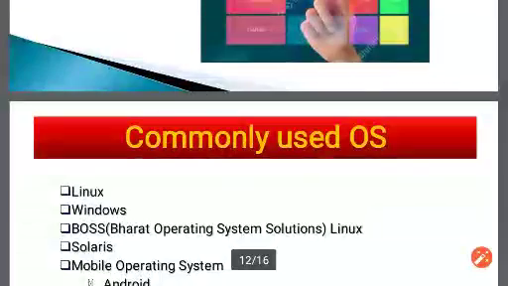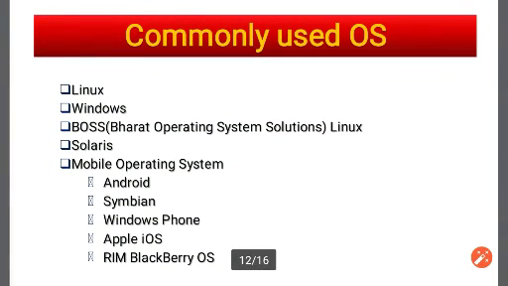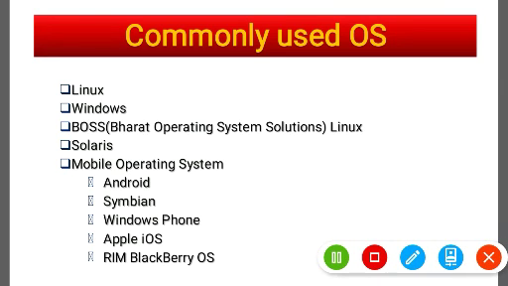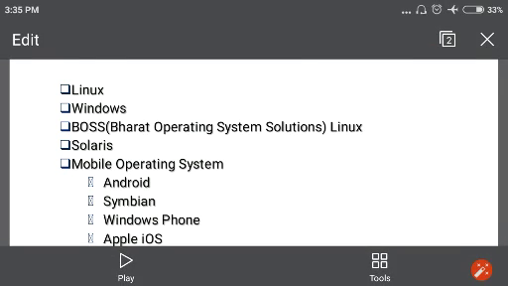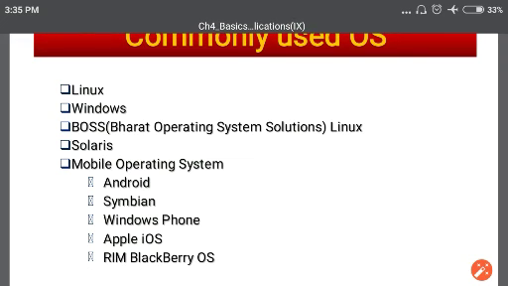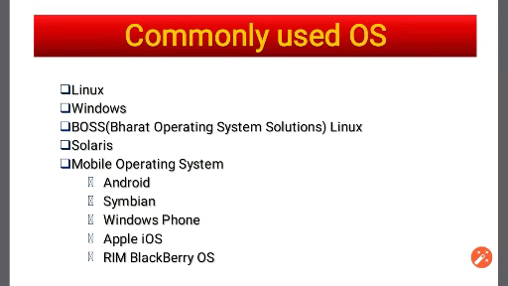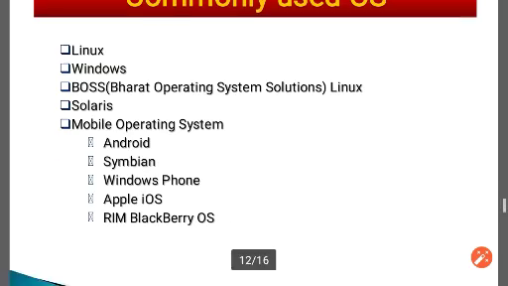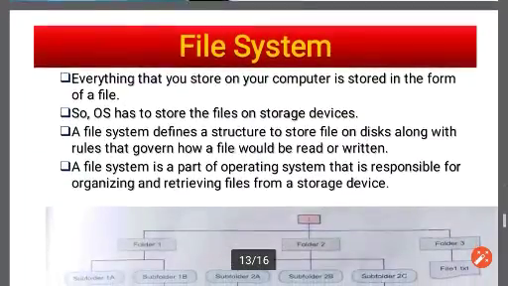Okay, moving to next, some commonly used operating systems. We have got Linux, Windows, BOSS, that is Bharat Operating System Solutions, one type of Linux. Then Solaris, and Solaris is for Java and all. Then we have got mobile operating systems. All of you know different mobile operating systems like Android, Symbian, Windows Phone, Apple iOS, RIM BlackBerry operating system, and many more.